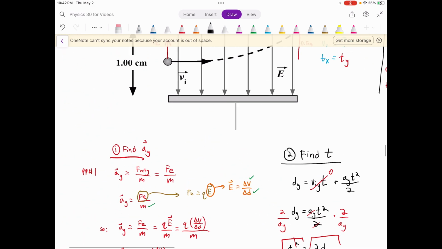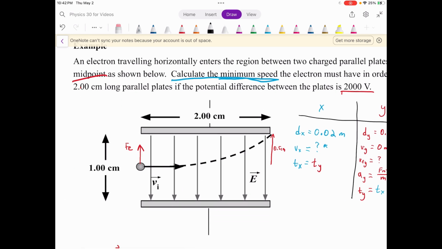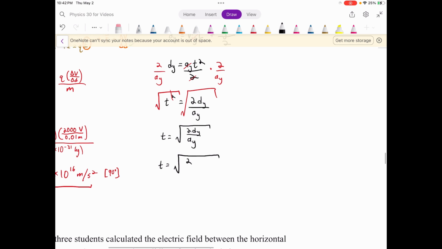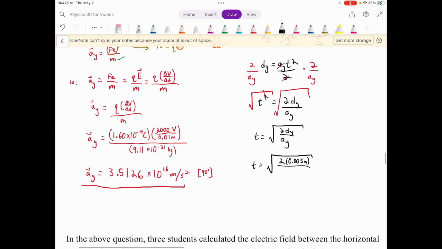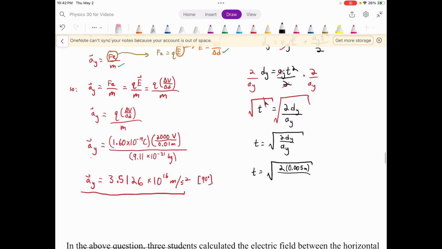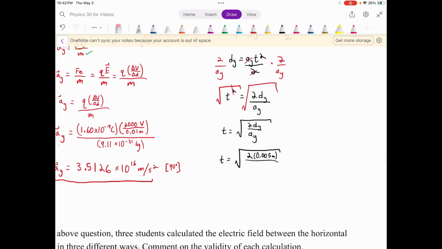We'll think about direction. I called this the positive y direction. Since it is moving in that direction, its displacement is towards the top of the page, I will make this a positive dy. This is why it's nice to have your givens organized into this table so they're nice and easy to reference when you need them. So 2 times positive 0.005 meters over our acceleration. And again, that acceleration, because the force is this way in the positive direction, our acceleration should also be positive. So I'll put that number we calculated in stage 1 in here.